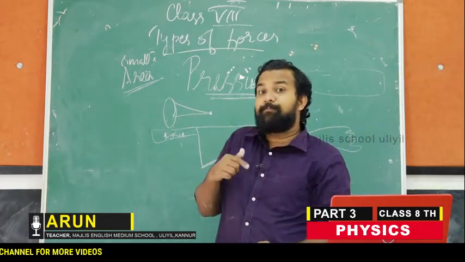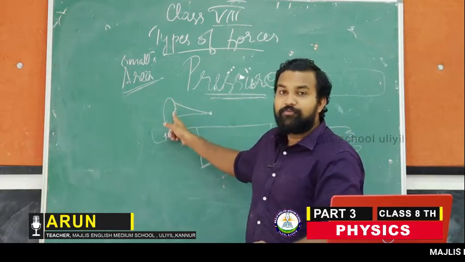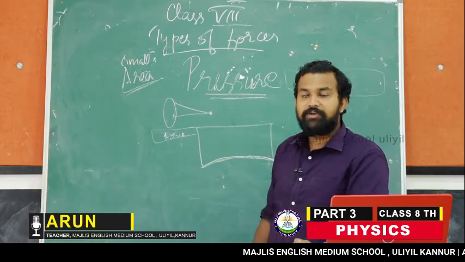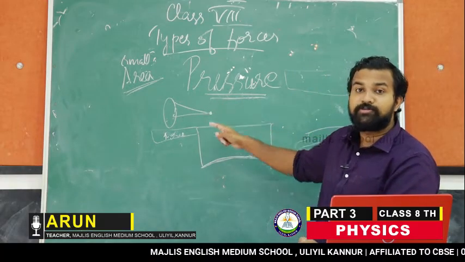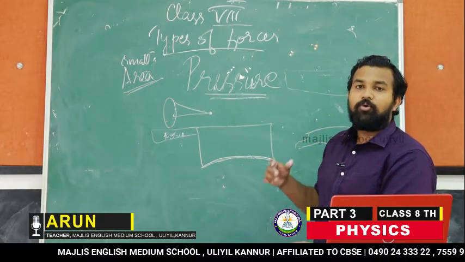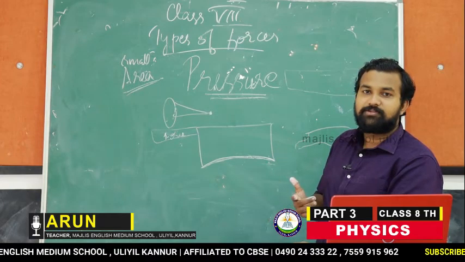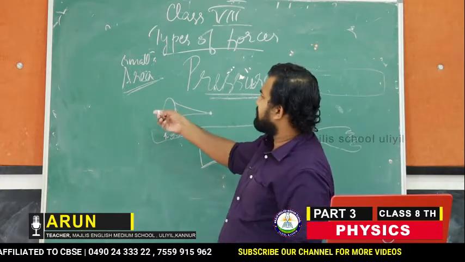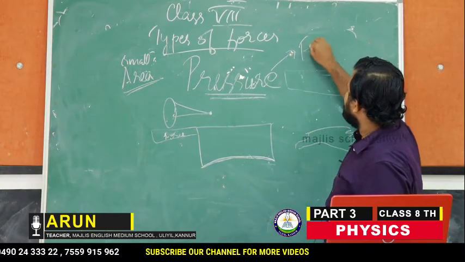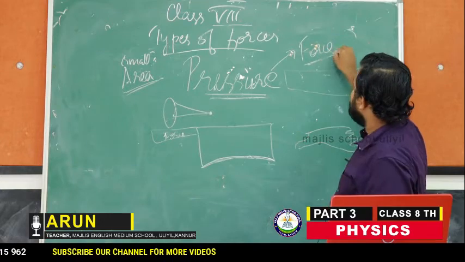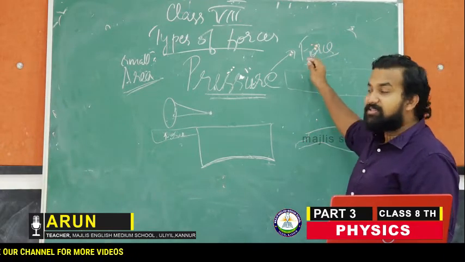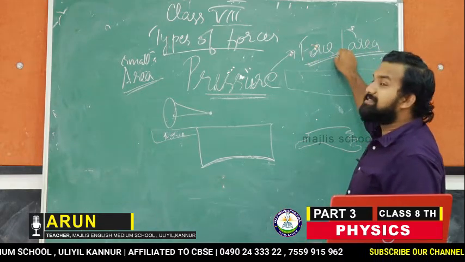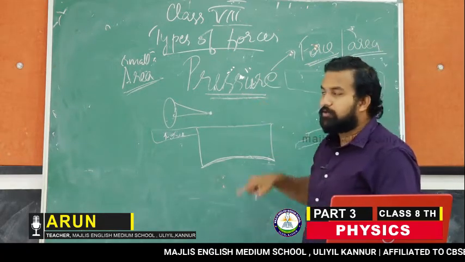So we are applying pressure on the nail. We are applying pressure on the apple using this knife. We are applying pressure on the wall using this nail. So what is pressure? Pressure, again, it is force. But this force is related with area. The force which is related with the area is called what? Pressure.